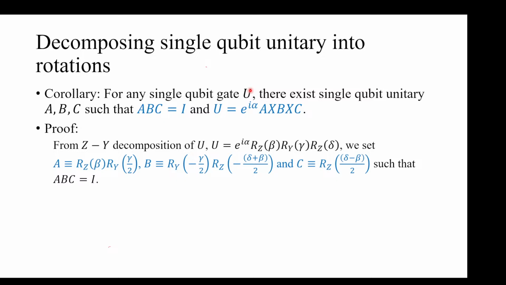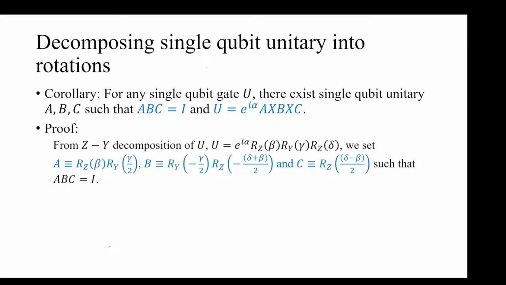Anyway, let's start proving this, and we start with the ZYZ decomposition we just had. We know any unitary U can be decomposed into this e to the i alpha global phase, and RZ beta, RY gamma, and RZ delta. We are just going to construct our A, B, C from those beta, gamma, delta. And here we have the exact construction. So A is RZ beta, RY. You can just read here that these A, B, C are rotations around Y, Z and Y, with angles related to beta, gamma, delta.